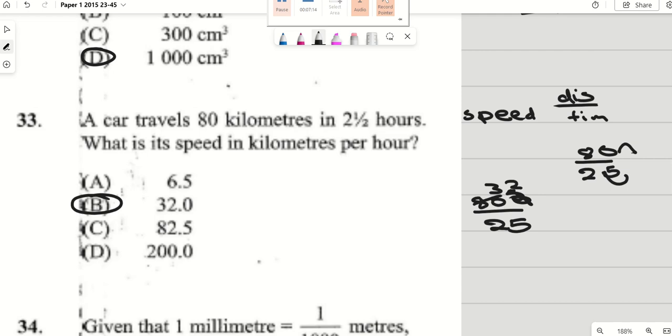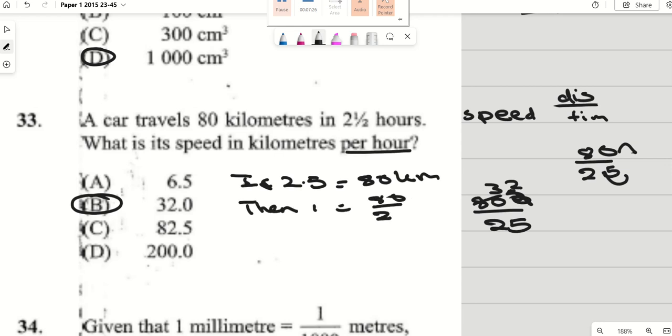Or you could have done this the if-then-therefore way. If 2.5 is equal to 80 kilometers, they ask you for 1 hour, right? Then 1 would be 80 divided by 2.5, which is the same thing that we have here, and you will still get 32, and that is your answer.